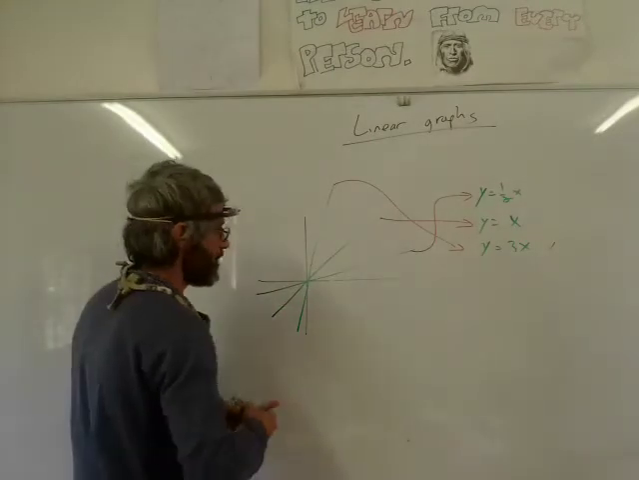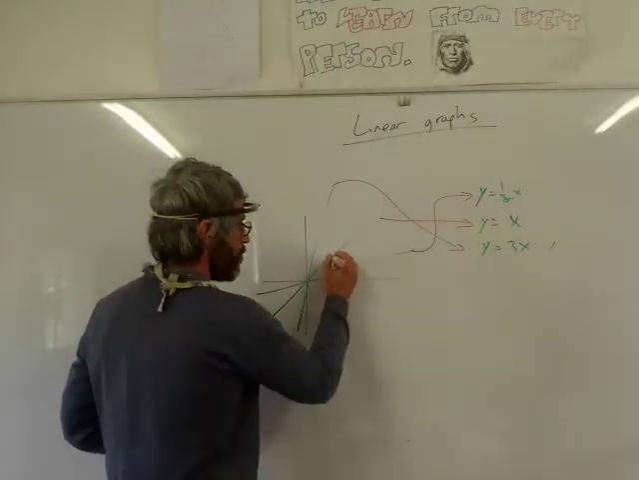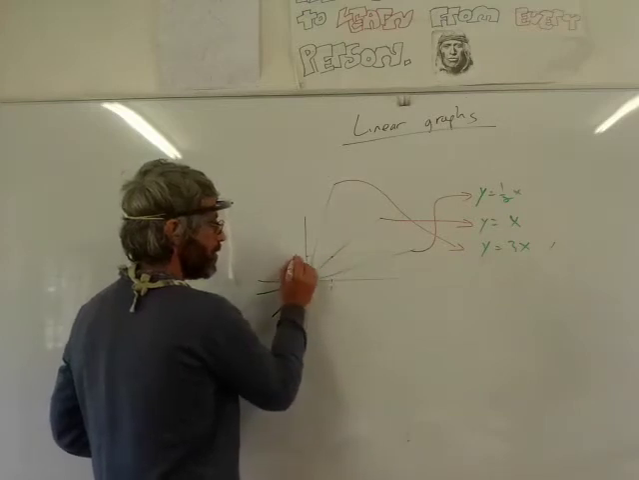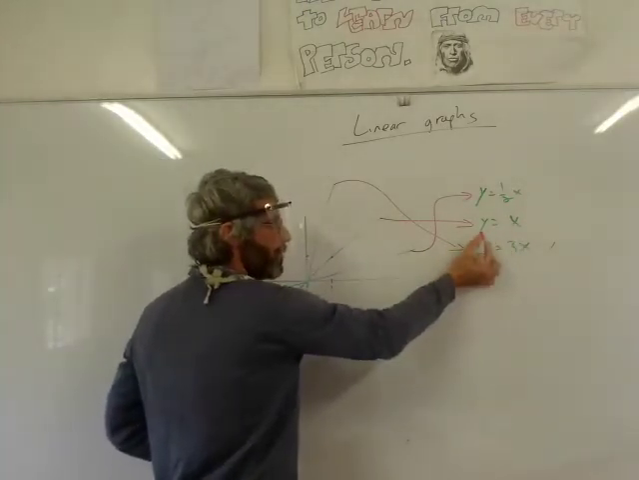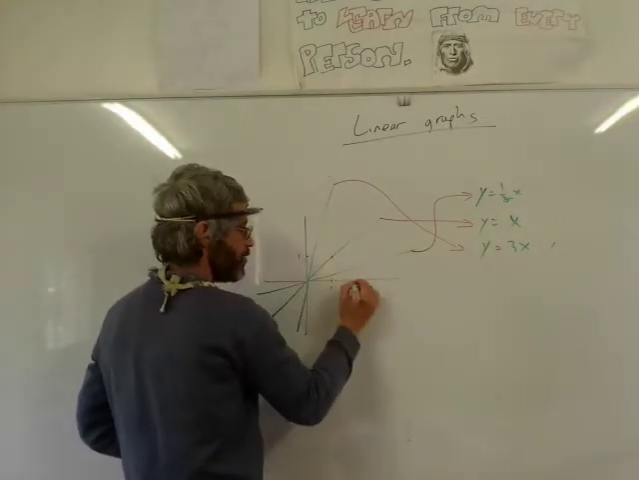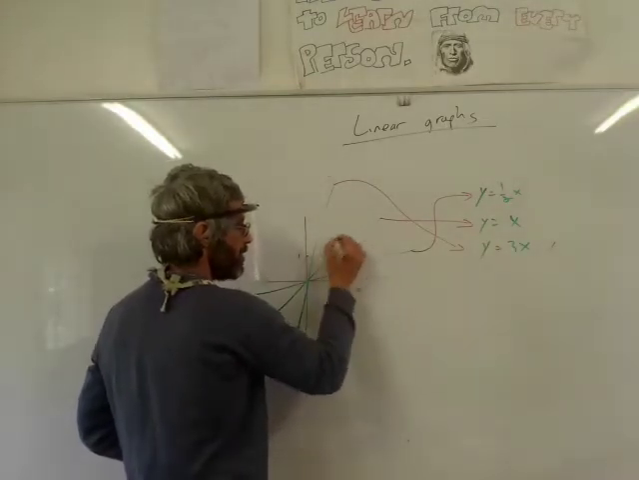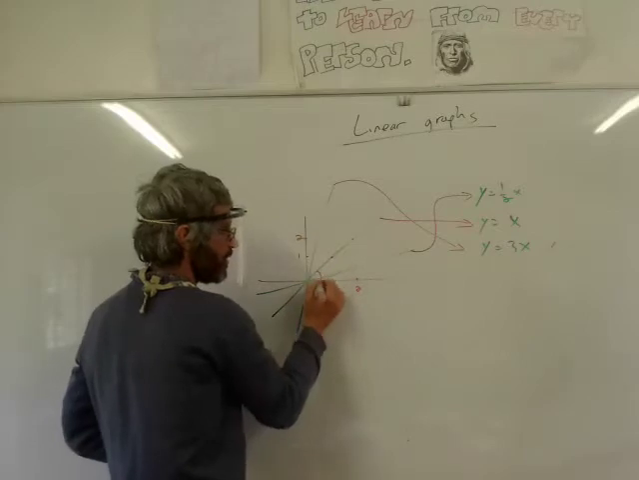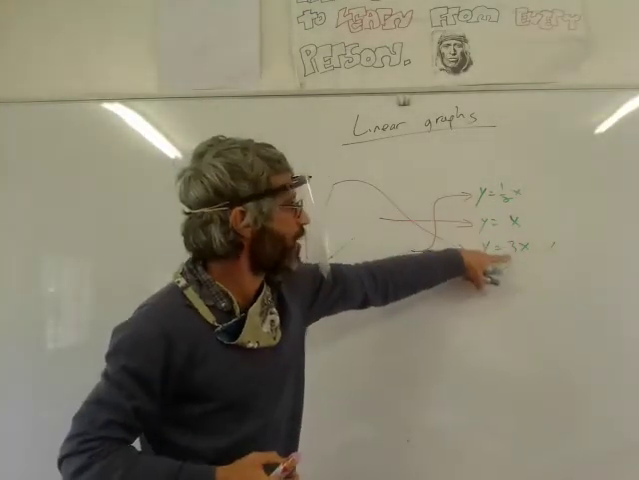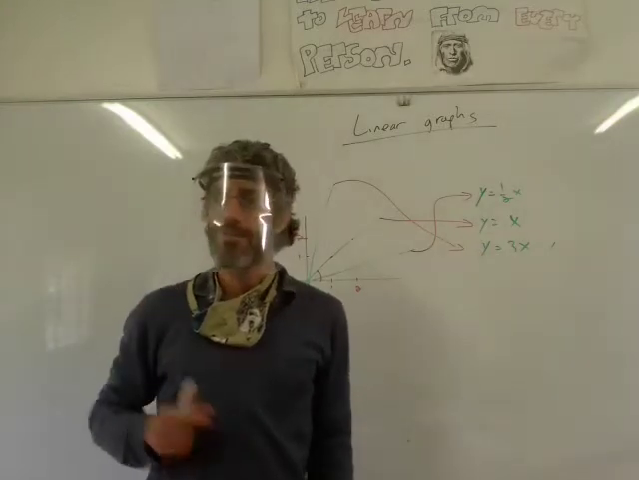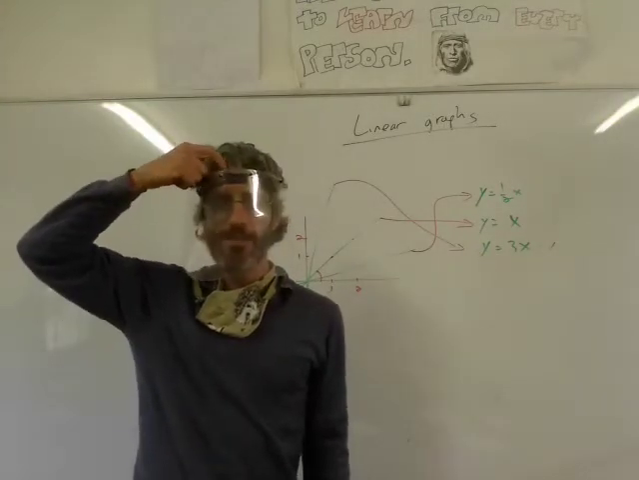Why 45 degrees? Because when x equals 1, y will be equal to? If I put x equals 1, what will y be equal to? 1. When x equals 2, y will be equal to? 2. So you can see it's 45 degrees. So this number in front of x is your gradient. Does that make sense? Okay.